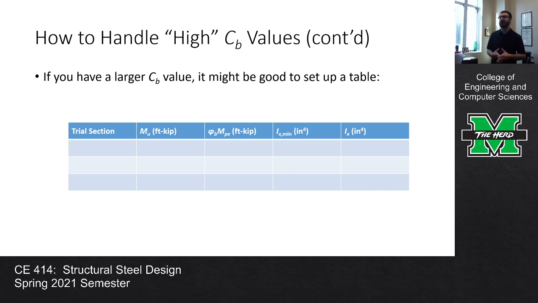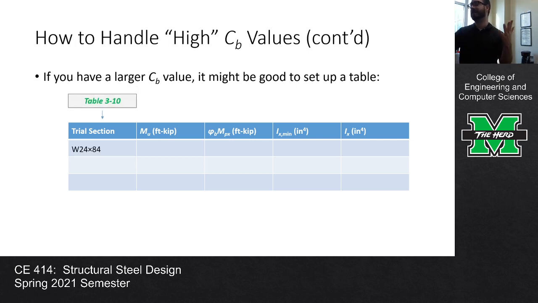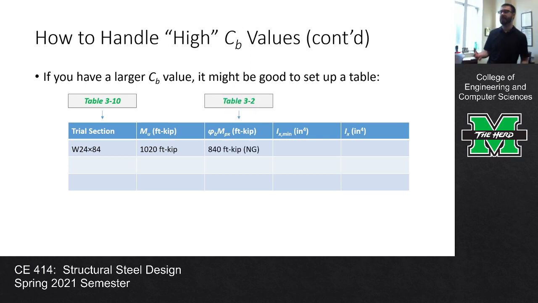If you also have a larger CB value, it might be a good idea to set up a table. So I'll show you how that would work on a given example. Let's go back to what we were just doing. We picked a W24x84. Remember that the MU value was 1020 foot-kips, and we looked up a phi-MP of 840. We got that from table 3-2.